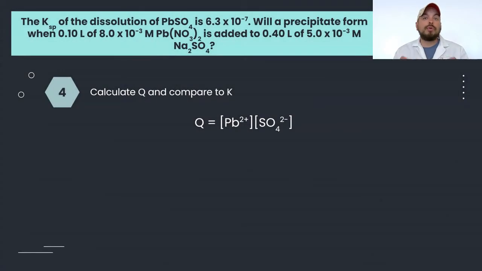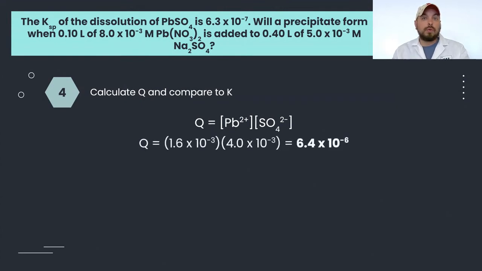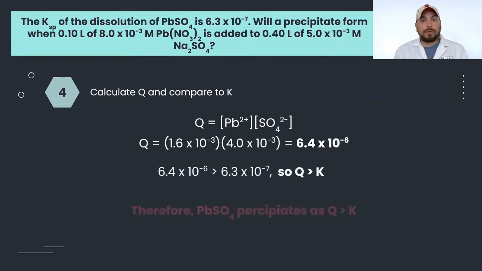I'm taking those values and plugging them into my equilibrium expression, my mass action law, to solve for Q. When I do, I see that the Q value is 6.4 times 10 to the negative 6th. I compare this to my K, and I can see that in fact Q is greater than K. As a result, our entire equilibrium will shift to favor the solid, the reactant, and a precipitate will form.